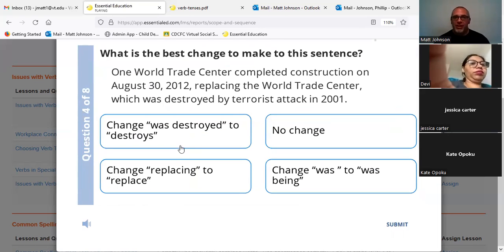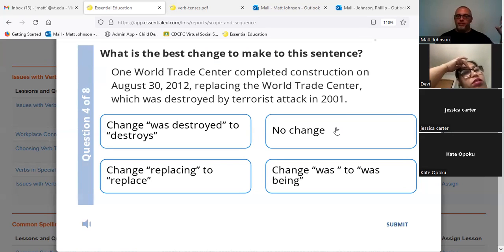So One World Trade Center completed construction on August 30th, 2012, replacing the World Trade Center, which was destroyed by terrorist attack in 2001. Everything there is good. We don't need any change. So One World Trade Center completed construction on August 30th, 2012. So past tense, simple past tense, right? Replacing the World Trade Center, which was destroyed by terrorist attack in 2001. So also past tense there, no change.